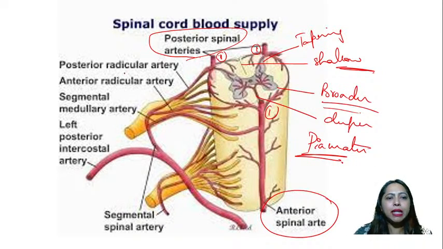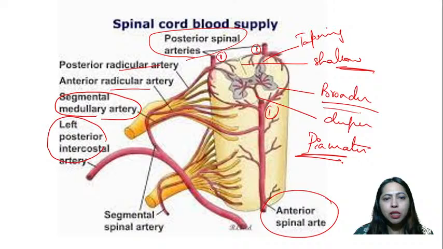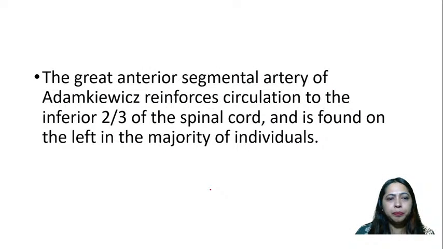So you can see there is posterior radicular artery, there is anterior radicular artery. This is the segmental medullary artery. You can also see left posterior intercostal artery. So there are so many things that are anastomosing with the spinal arteries.